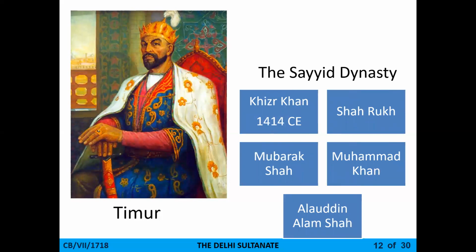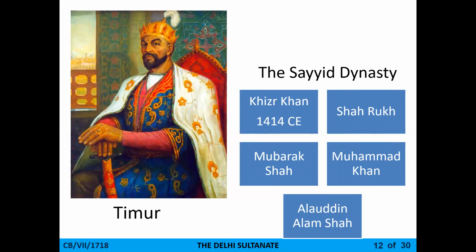Khizr Khan was succeeded by his son Mubarak Shah. The last ruler was Alauddin Alam Shah. He was an inefficient ruler. He voluntarily handed over the kingdom in favor of Bahlul Lodi in 1451 CE, and he left for Badaun and continued to live there till his death. So this way, the Sayyid dynasty also came to an end.